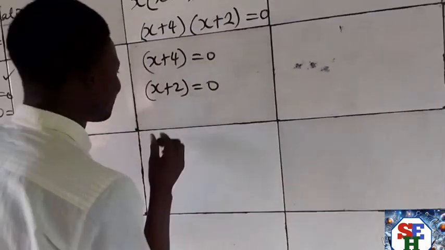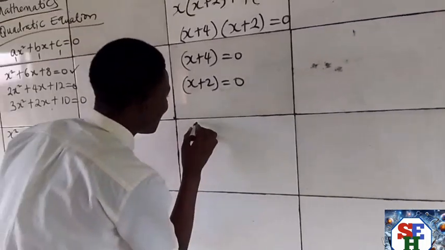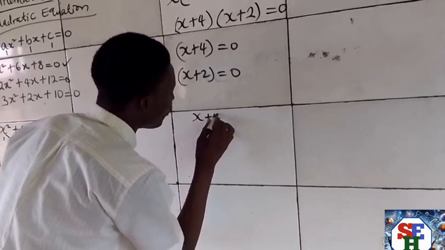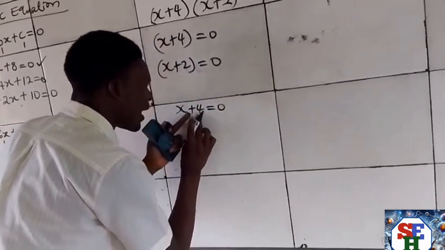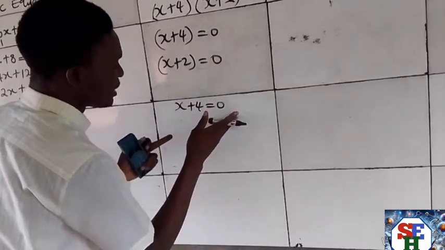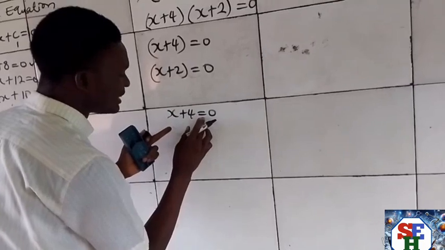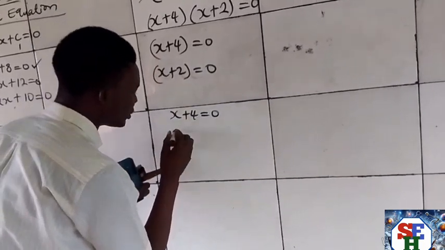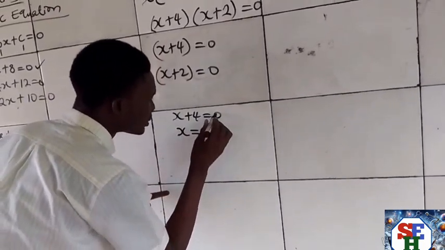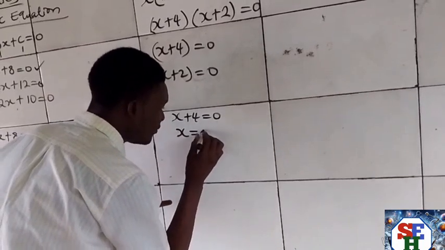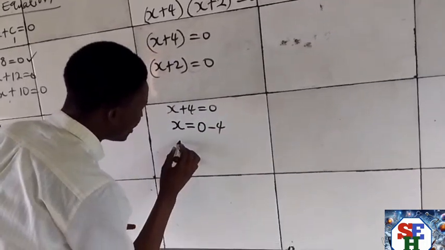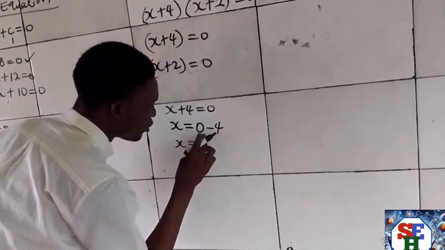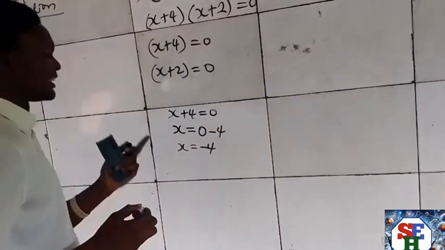Now, let's solve for this. For us to get this, x plus 4 is equals to 0. For us to get this, we are taking this plus 4 to the other side. So when we cross this equality sign, the sign will change to minus. So we now have x is equals to, since this 0 is the owner of the house, we'll leave it there. It will now be 0. Taking it to the other side will be minus 4. And then you know that our x will be equal to 0 minus 4, which is minus 4. This is our first x.